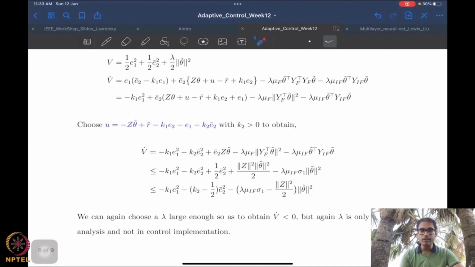Now, what would be the logical value of the control? As always, try to cancel all the funny looking terms and introduce a good term. This is the basic logic. So what are the funny terms? I can't completely cancel this, so I introduce a parameter estimate here and try to cancel it with my estimate. I can cancel this, so I do. I can cancel these two, so I do. And then I introduce a nice negative term with a positive gain k2. Once I do this, I get V dot as minus k1 e1 squared minus k2 e2 bar squared. And since I could not completely cancel this term, I'm left with this theta tilde term.